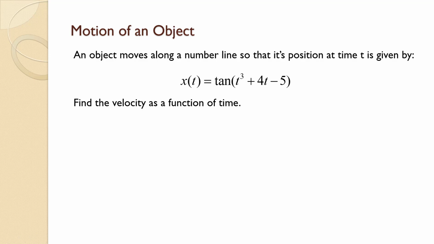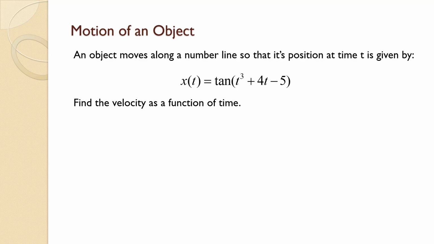Let's just do another example. Now, an object is going to be moving along a number line so that its position at time t is given by this particular formula: x is equal to the tangent of t cubed plus 4t minus 5. I'd like to know what's the velocity as a function of time. Well, that's easy because we know that the derivative of position with regards to time is velocity.